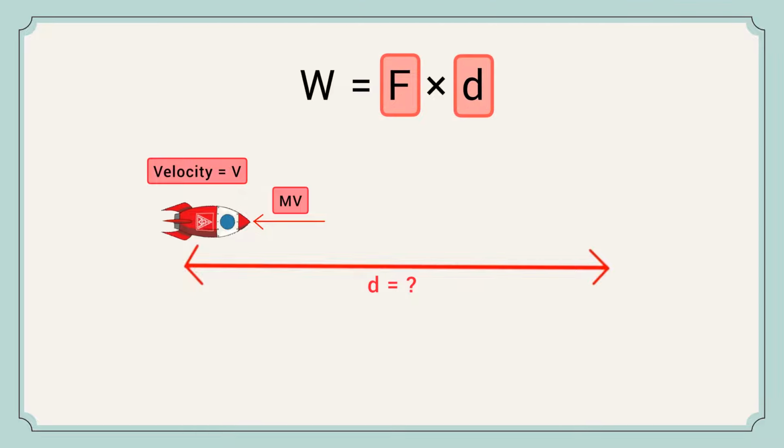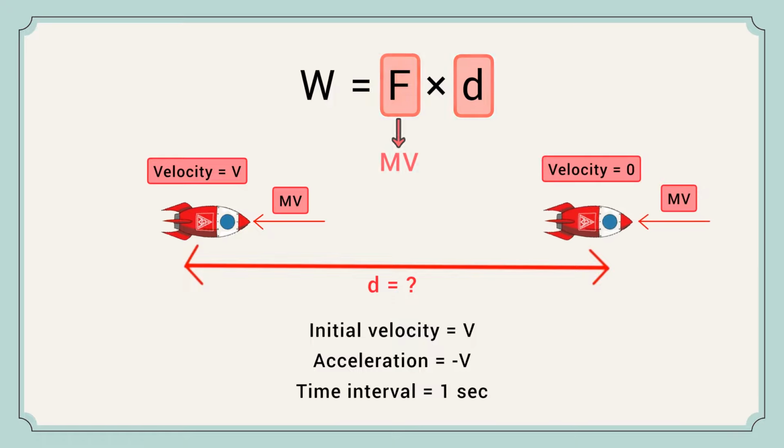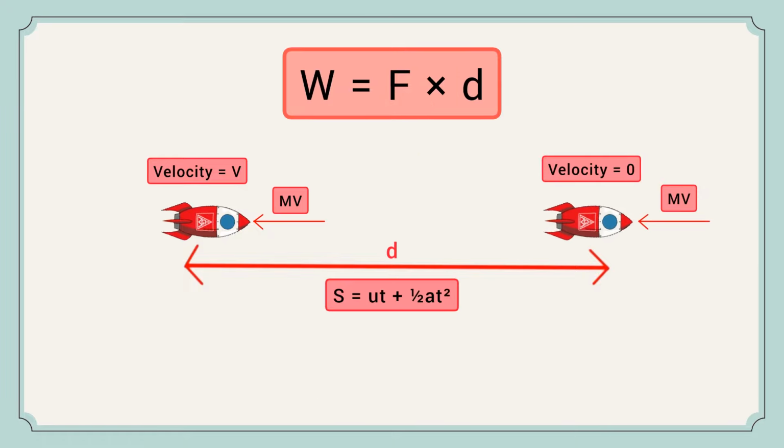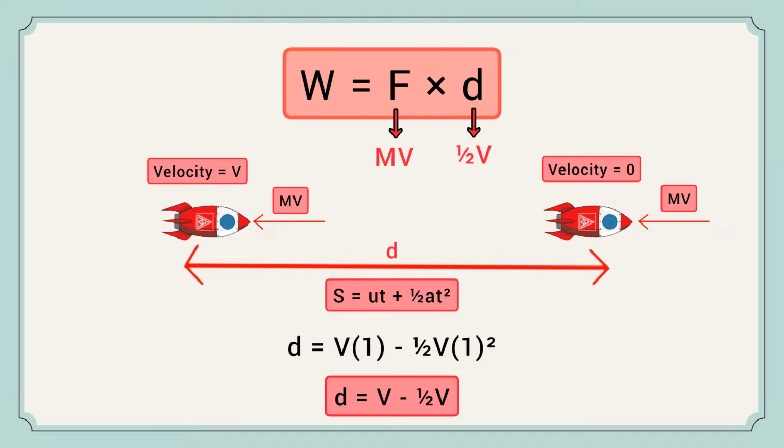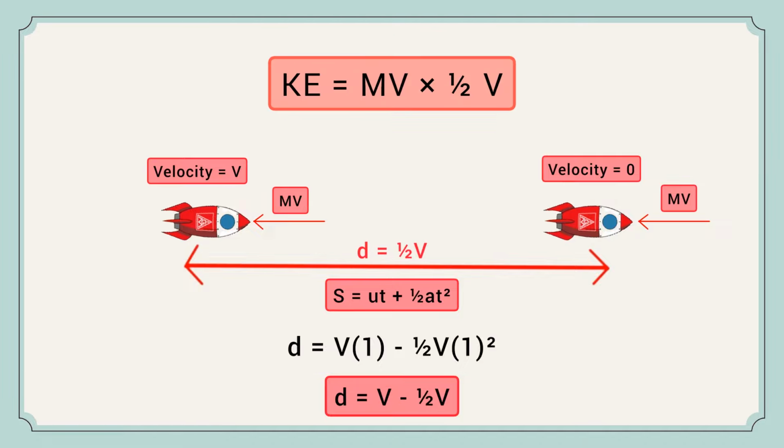during this force's action. By cleverly choosing the force equal to momentum, we have information about initial velocity, acceleration, and the time it takes for the rocket to stop. Utilizing the second equation of motion, we calculate the displacement as half of the velocity. Now we have the equation for kinetic energy.